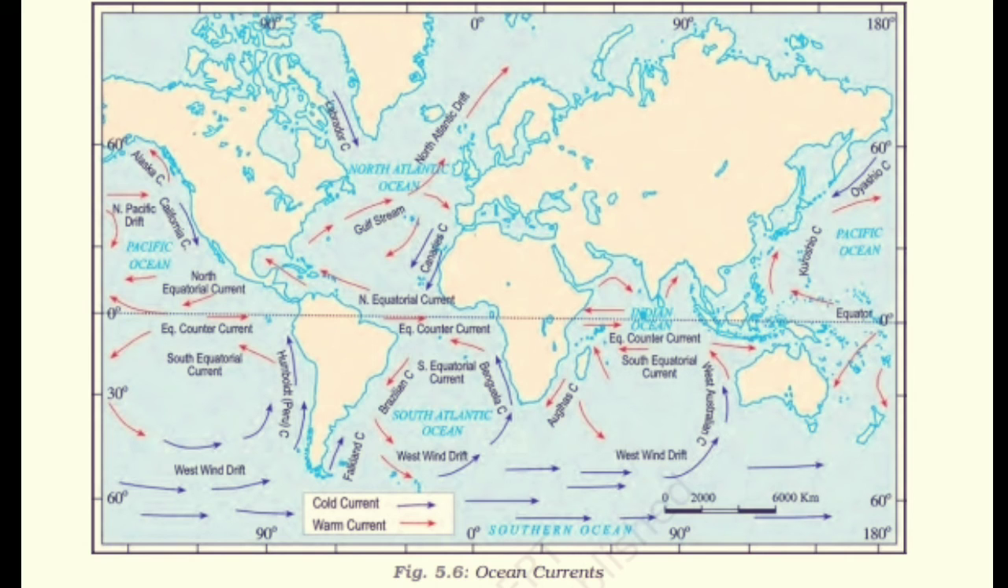Broad and slow moving ocean currents are called drifts. They move at a speed of 3 km per hour.